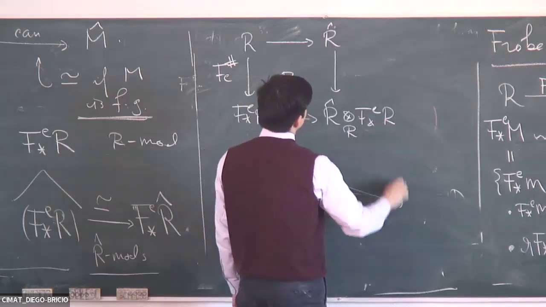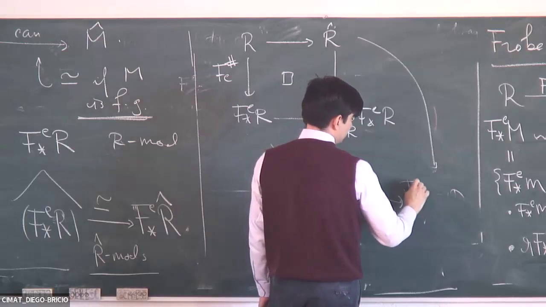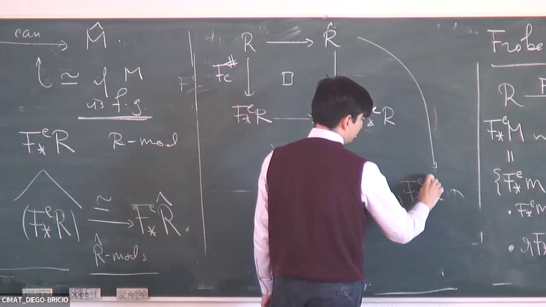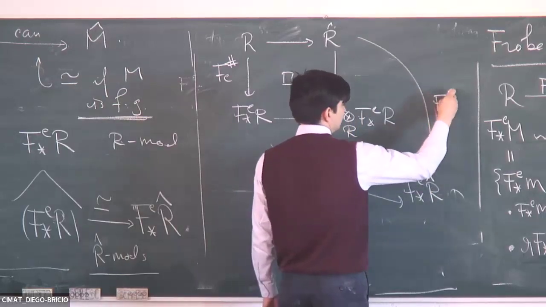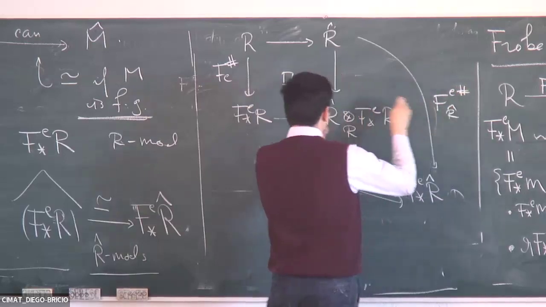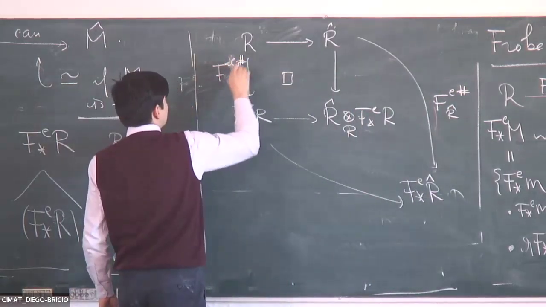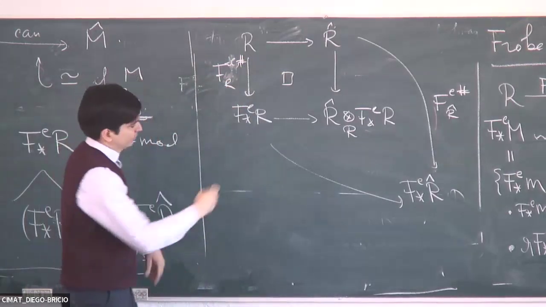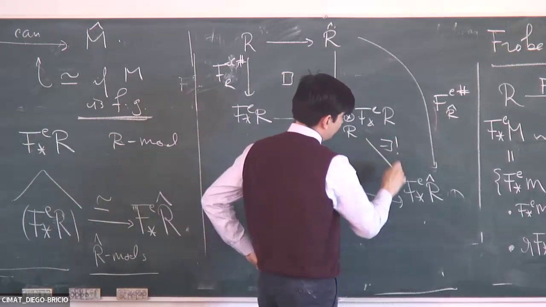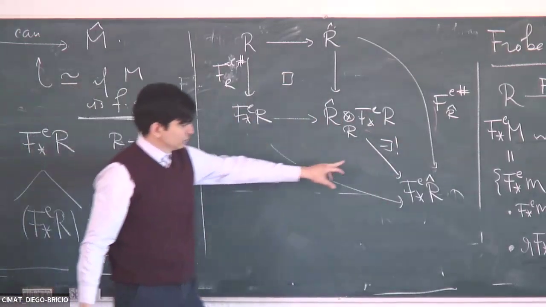And over here, you have the completion Frobenius. So this is Frobenius F to the e sharp for the completion of R. There exists a unique map going this way, and so the question is, when is this an isomorphism?